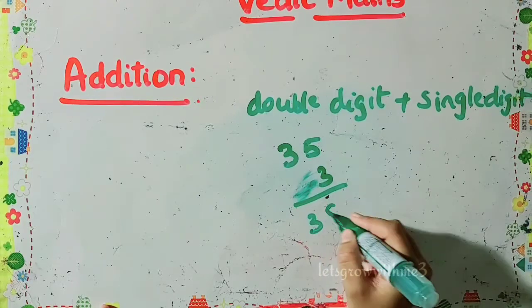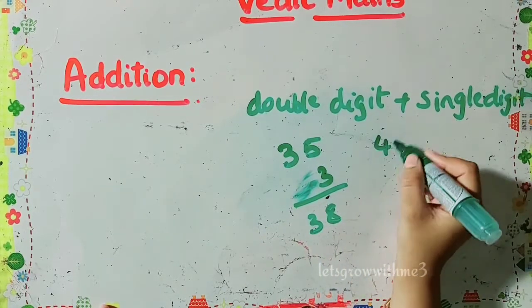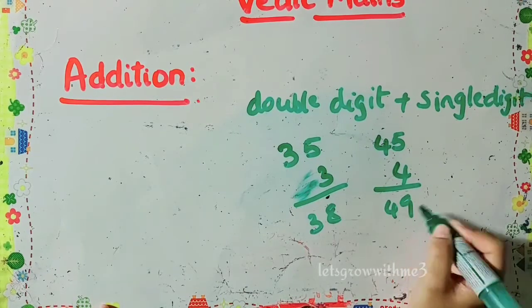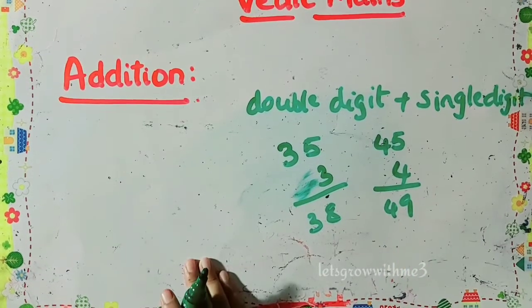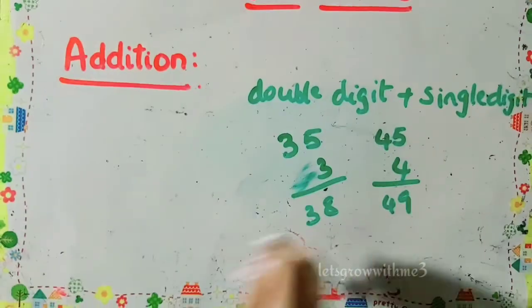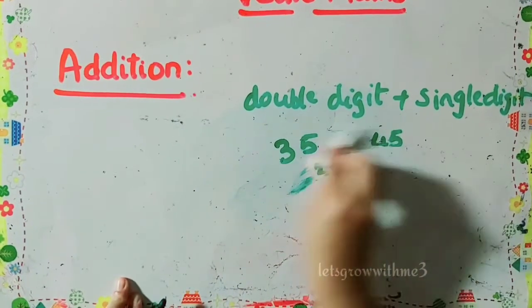So when you add it, 35 plus 3 is 38. Next one, 45 plus 4 is 49. So this is very easy. We won't get any carry. So just simply you need to add the ones place. Then we write the tens place as it is.